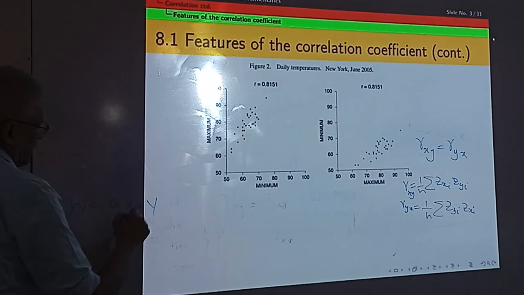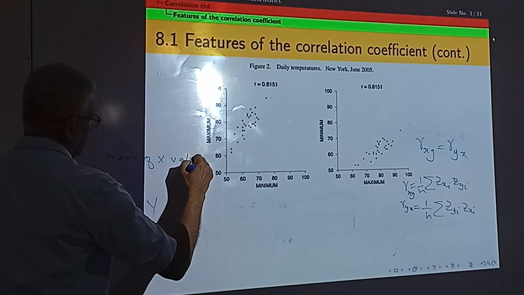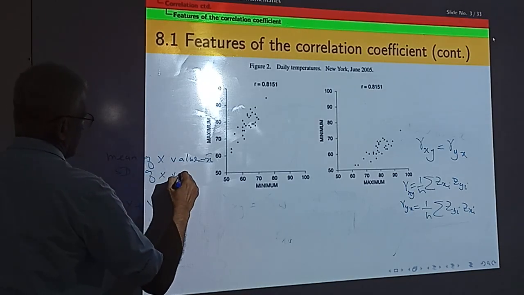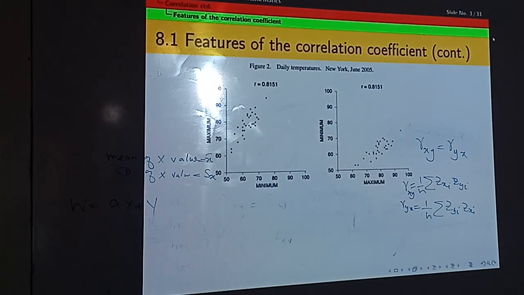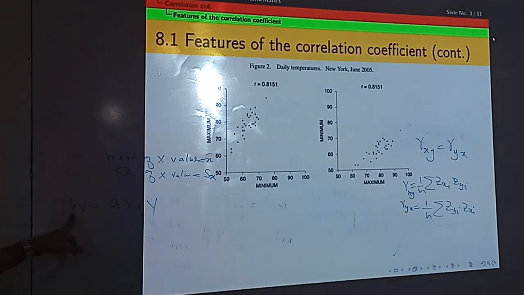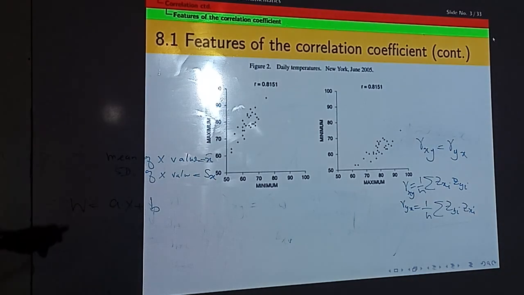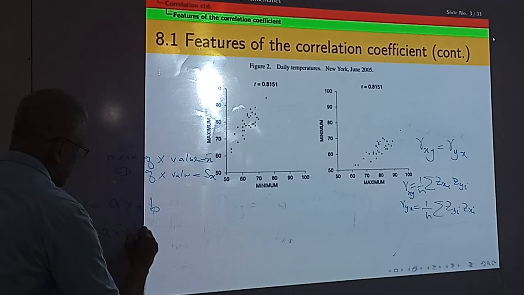Now, if the mean of x values is equal to x bar and the standard deviation of x values is s_x, what will be the mean of w values and the standard deviation of w values? So these are ax plus b. What will be the mean of w? w bar equals a x bar plus b.